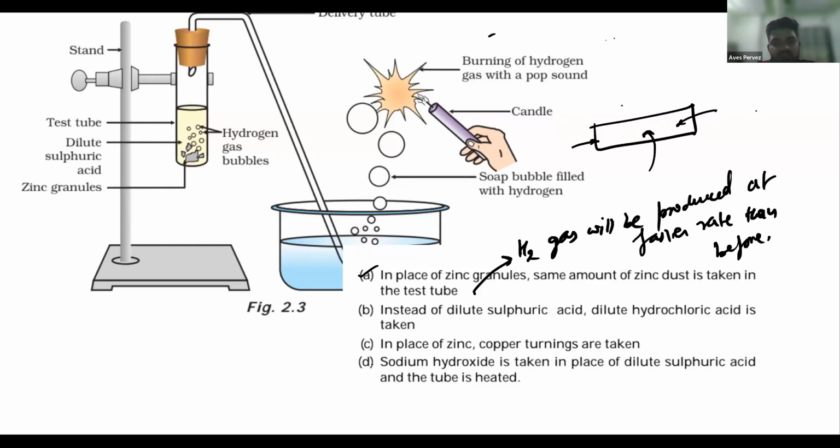Now question number 2. Instead of sulfuric acid, if we are not having H2SO4, and instead we have HCl, hydrochloric acid, will the hydrogen gas be produced? Yes, this is the question. You can read it here: instead of dilute sulfuric acid, dilute hydrochloric acid is taken. Will the hydrogen gas be produced?